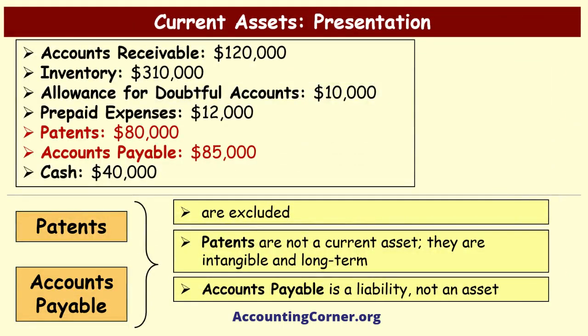Patents and accounts payable are excluded. Patents are not a current asset. They are intangible and long-term. Accounts payable is a liability, not an asset.